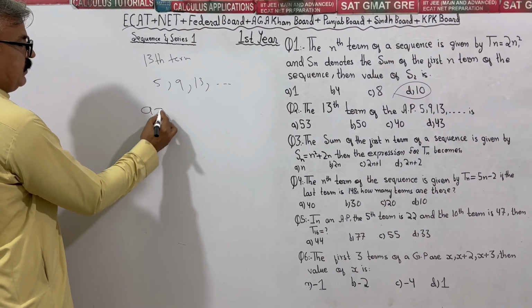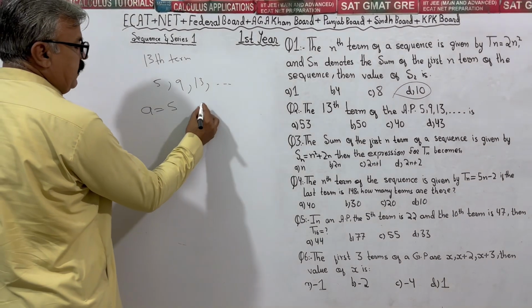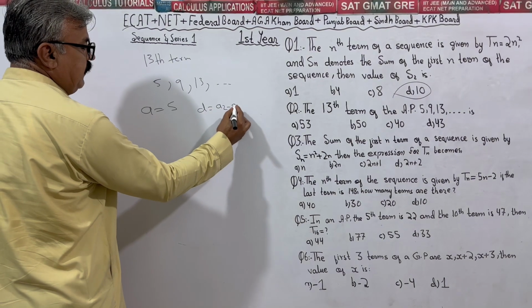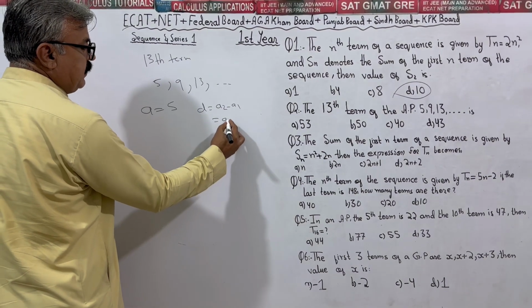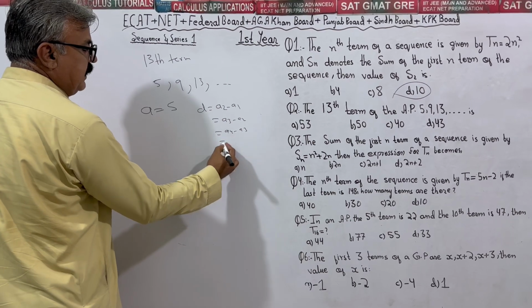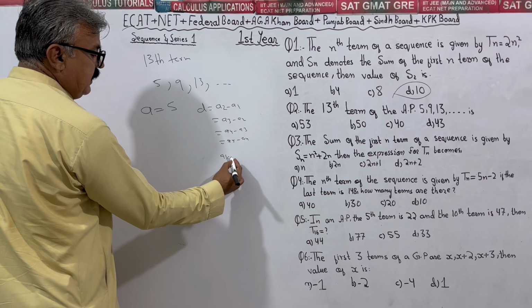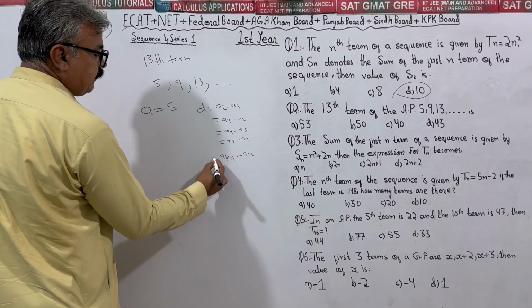The first term is denoted by A. How to find D, the common difference? It is either A2 minus A1, it's up to you, A3 minus A2, A4 minus A3, A5 minus A4, or in general A(k+1) minus A(k).